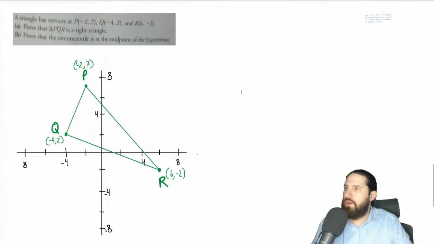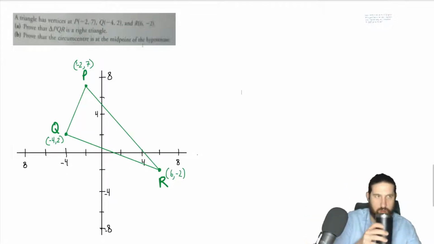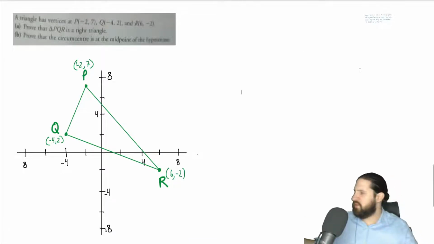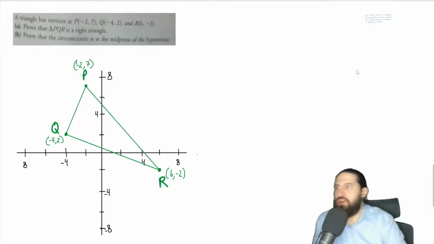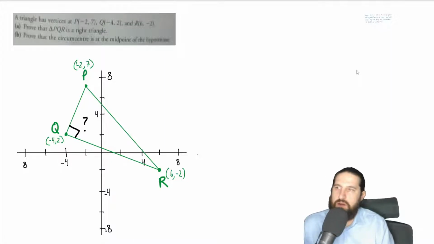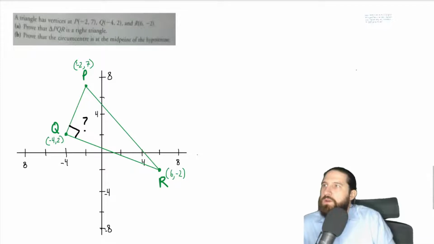Okay. Prove that it's a right angle triangle. Okay. Prove that the circumcenter is at the midpoint of the hypotenuse. Ooh, okay. So we might have to talk about circumcenter, right? But for now, let's prove that it's a right angle triangle. So we could probably see where it's a right angle triangle, right? Now that we've drawn it. Might have been harder to see before, so that's one advantage of drawing it. That's for sure going to be the spot, that's the question, right? So let's do it.